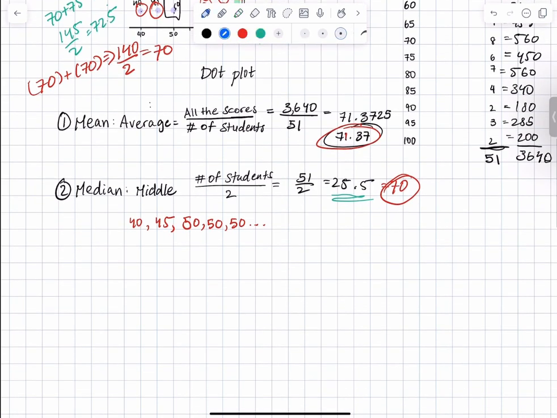Our third type is called the mode. Let's keep it consistent. So mode. This basically means the most. It's basically calculating which grade had the most scores, or the grade with the most number of students.